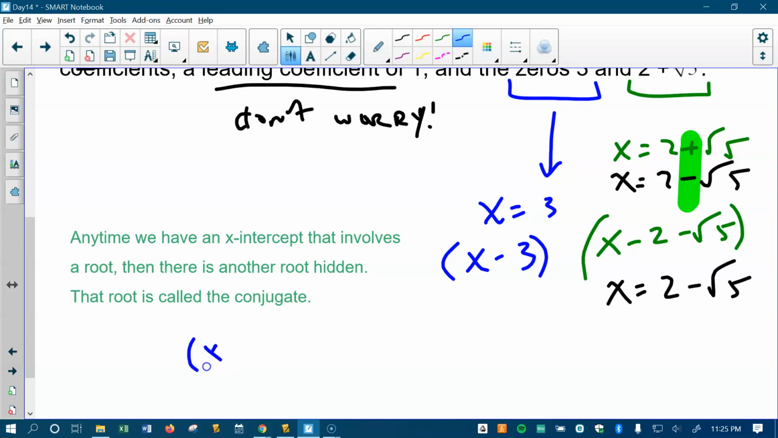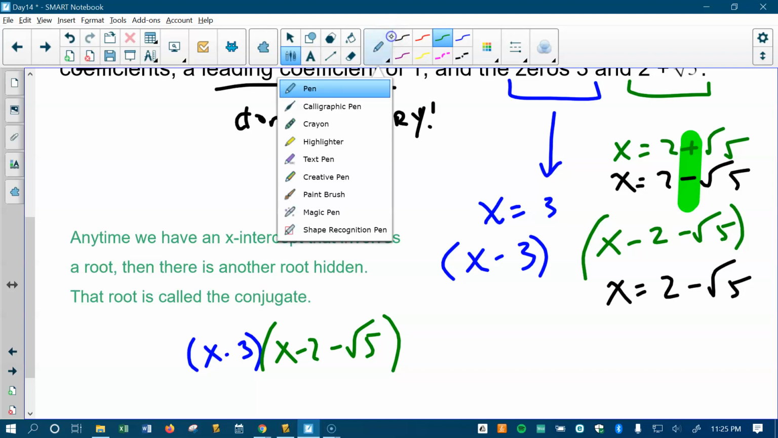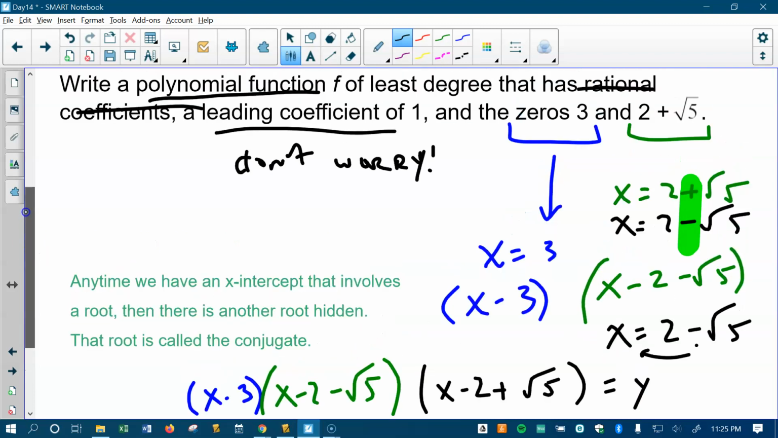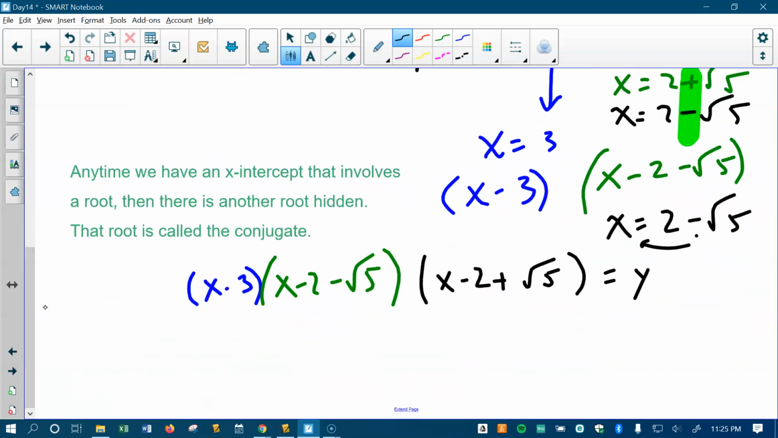Okay, so x minus 3 is one of the roots. The second one was x minus 2 minus root 5. And the third one is going to be, if I move everything over to this side of the equation in black, we're going to have x minus 2, and again, that's moving over, so plus root 5. Now, we could set this equal to 0, or we could set this equal to y. We'll call this equal to y. Now, here's the only problem. We have to multiply this out and see what we get. This is a factored form of it.